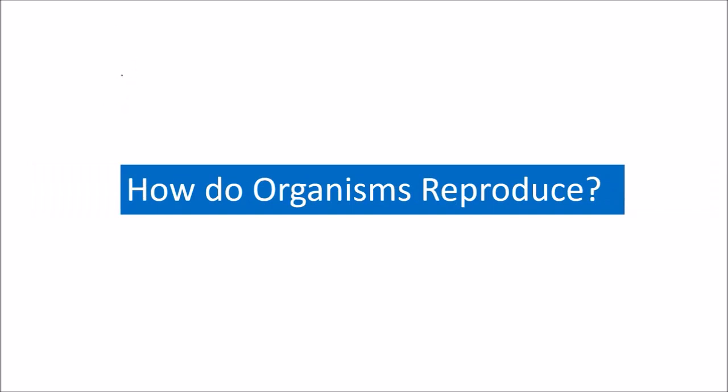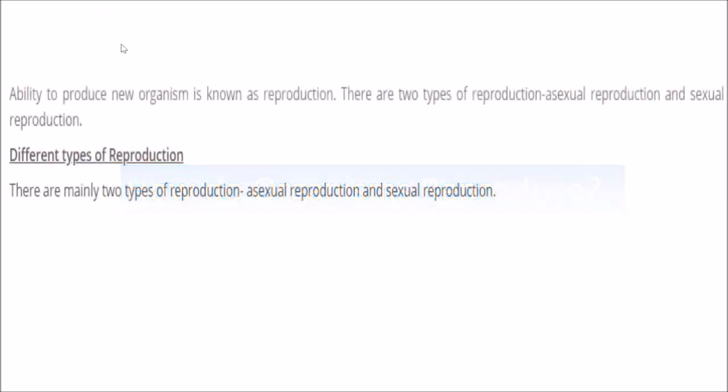How do organisms reproduce? The ability to produce new organisms by the organisms is known as reproduction. So there are two types of reproduction. One is asexual, the other is sexual. So asexual and sexual reproduction are the two types of reproduction.